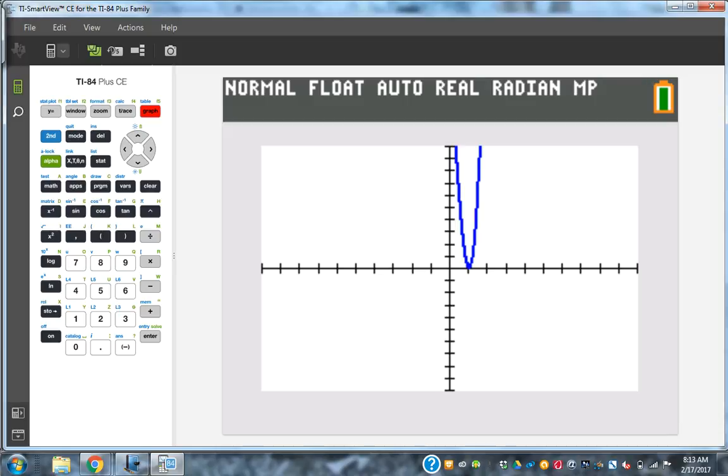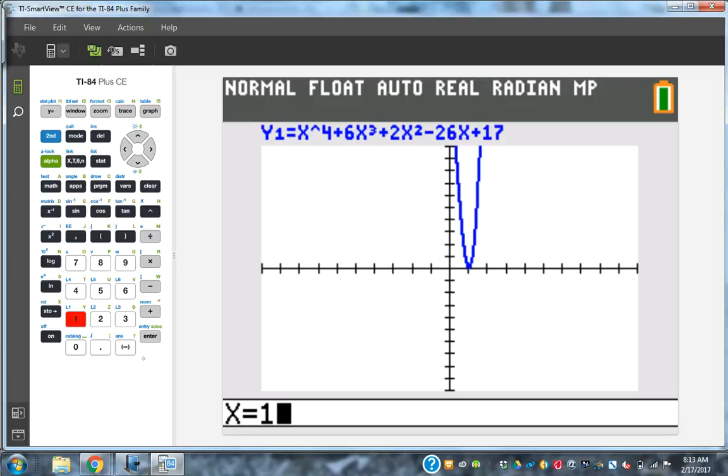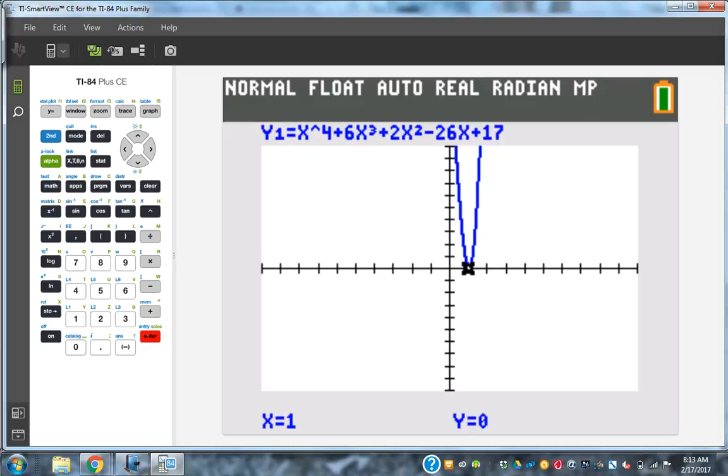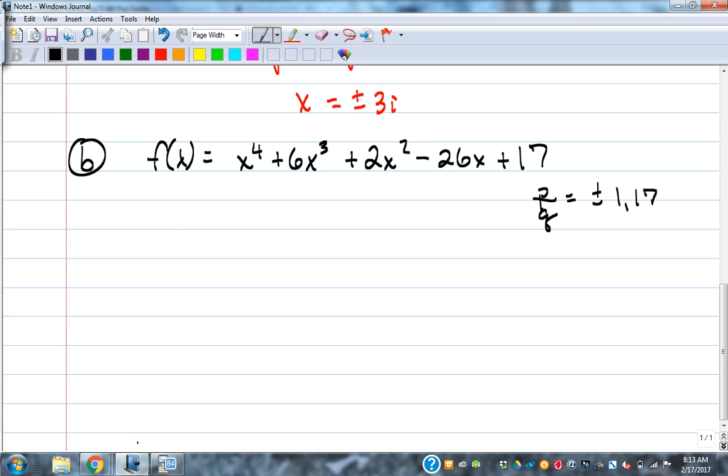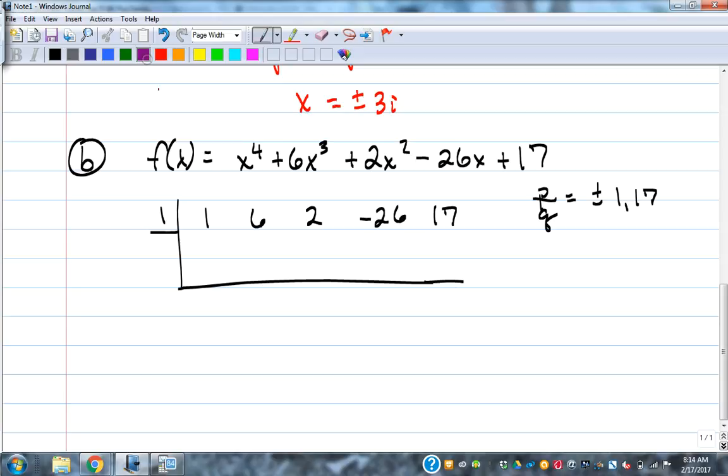To verify that, I'm going to hit trace and then type in 1 just to make sure that it's not just barely past 1 or something like that. I'm just verifying. Y is 0. So that means 1 works in synthetic division. It should work an even number of times. So I'm going to run it through the first time. 1, 6, 2, negative 26, 17. 1, 7.